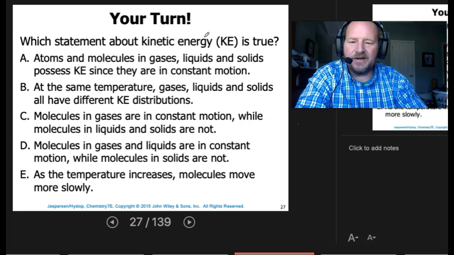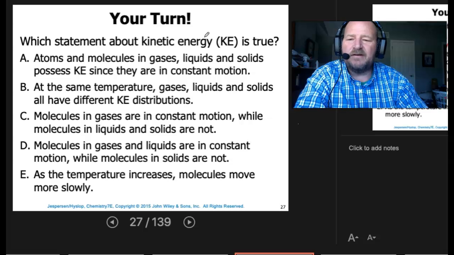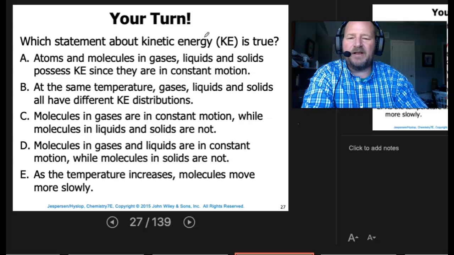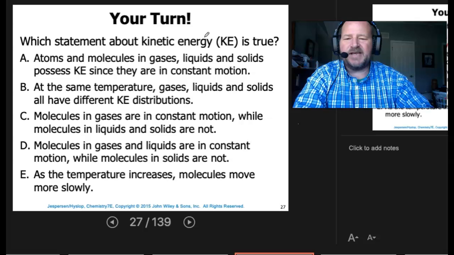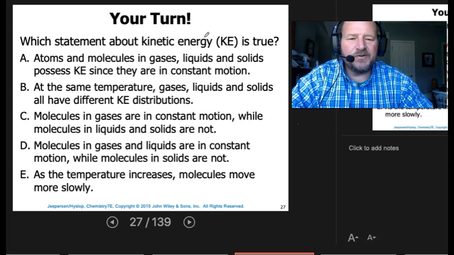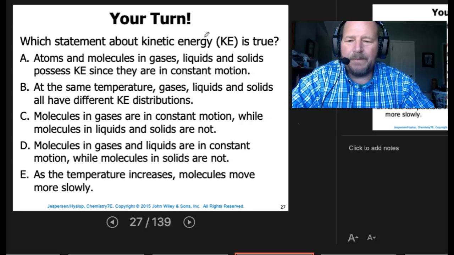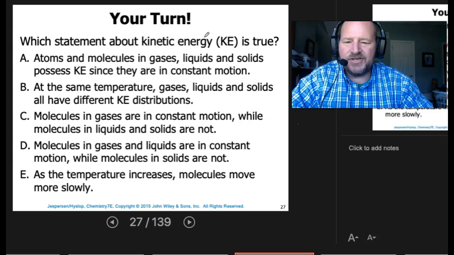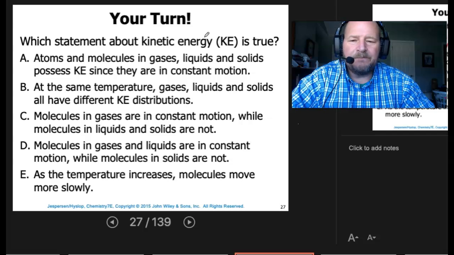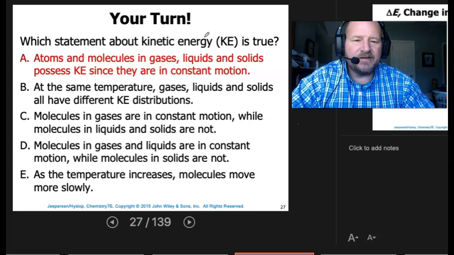All right, so we know we can eliminate C, D, and E. They all make no sense. A and B, let's see. A, atoms and molecules in gases, liquids and solids possess KE, since they are all in constant motion. That sounds pretty true. At the same temperature, gases, liquids, and solids all have different kinetic energy distributions. And of course, we just said that's not true, which means A has to be the right answer.